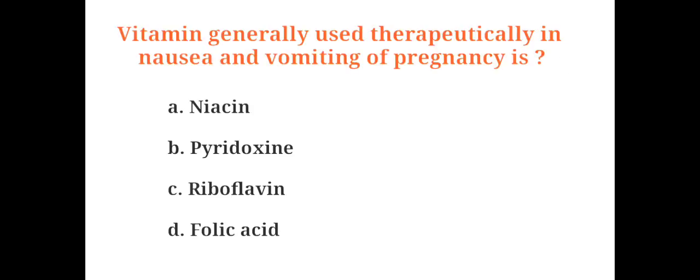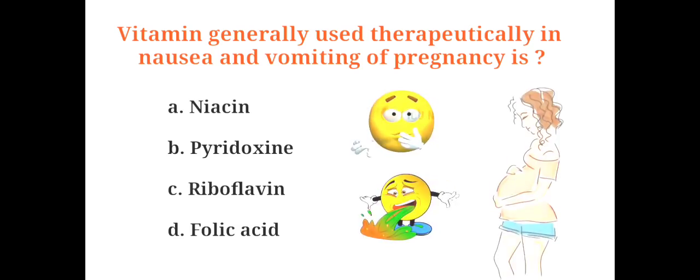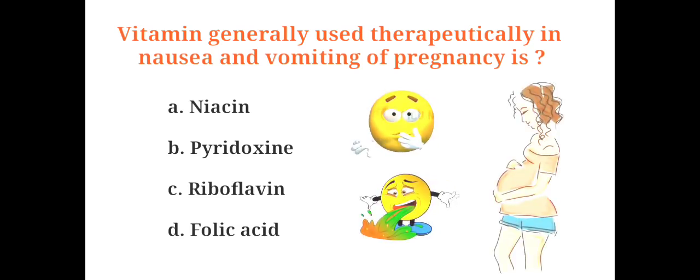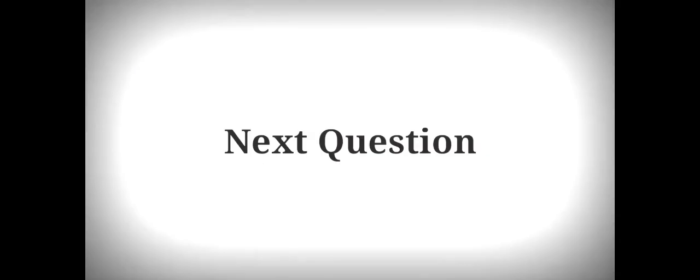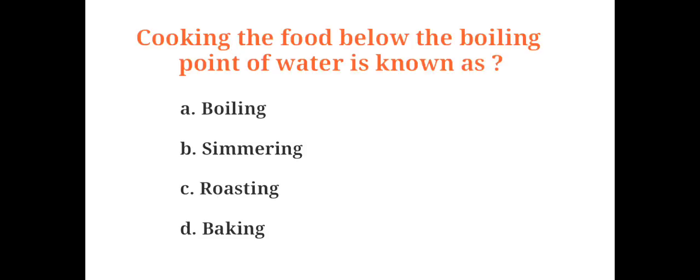Vitamin generally used therapeutically in nausea and vomiting of pregnancy is A. Niacin, B. Pyridoxine, C. Riboflavin, D. Folic acid. And the correct answer is B. Pyridoxine. Cooking the food below the boiling point of water is known as A. Boiling, B. Simmering, C. Roasting, D. Baking. And the correct answer is B. Simmering.